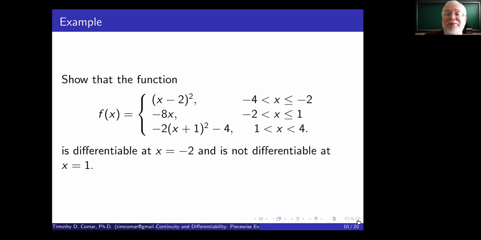So here's our example now. We have this piecewise defined function where the function is defined to be (x minus 2) squared on the interval from -4 up to and including -2. It's equal to -8x on the interval from -2 up to and including 1. And it is equal to -2 times (x plus 1) squared minus 4 on the interval from 1 to 4. And we want to show that this is differentiable at x equals -2 and is not differentiable at x equals 1.